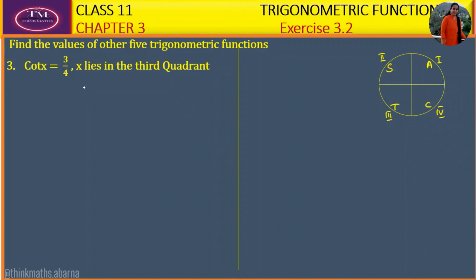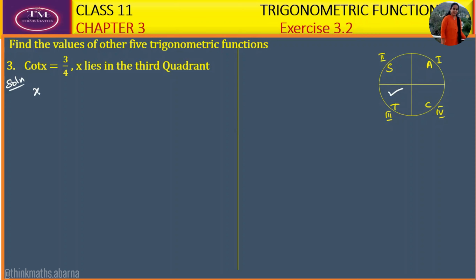Find the values of the other trigonometric functions. Cot x equal to 3 by 4. X lies in the third quadrant. In the third quadrant, tan x and cot x are positive. All the other trigonometric functions are negative. Okay? Okay children? Clear?